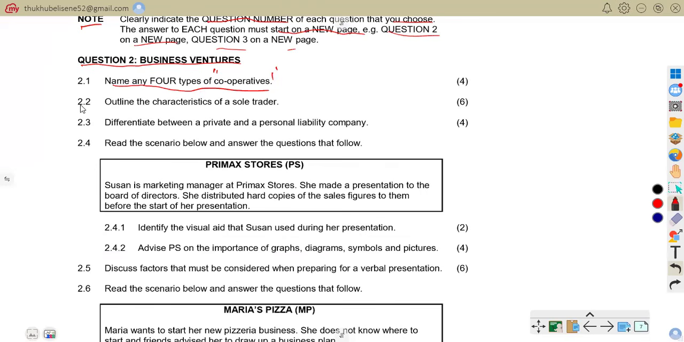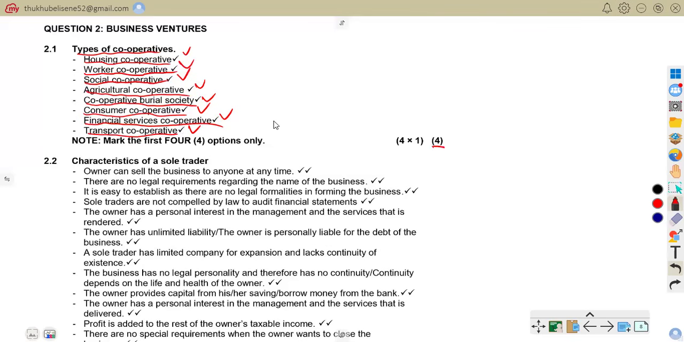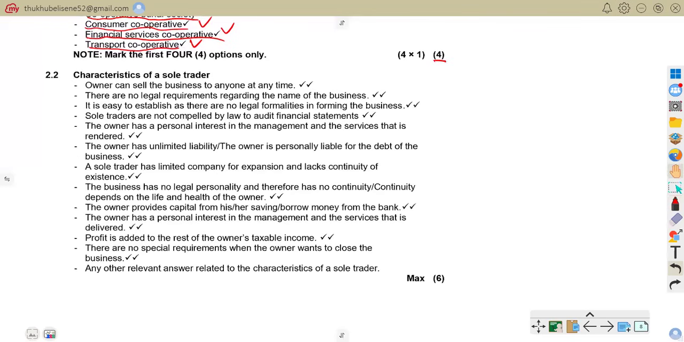Here we are on question 2.2. Outline the characteristics of a sole trader. Let us quickly go through the questions. Here we are on question 2.2, characteristics of a sole trader.